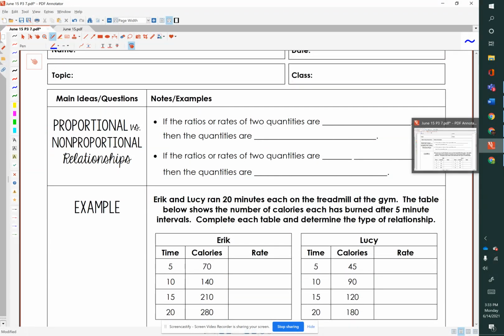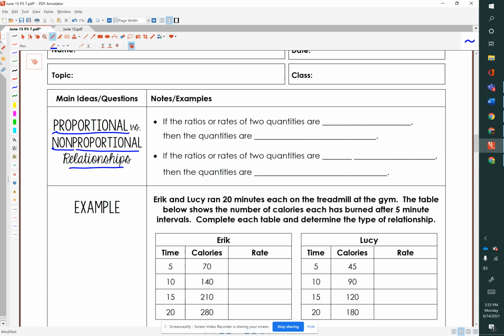Our topic today is proportional versus non-proportional relationships. We talked about rates and unit rates, but if you have two separate quantities, and the ratios or rates of those two quantities are equal, then the quantities are also proportional. If the ratios or rates of the two quantities are not equal, then the quantities are non-proportional, or not proportional.